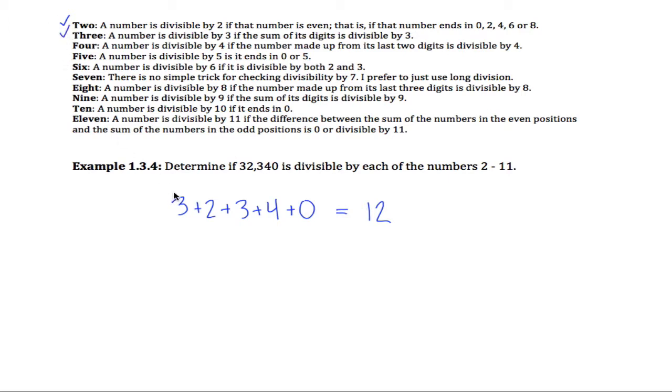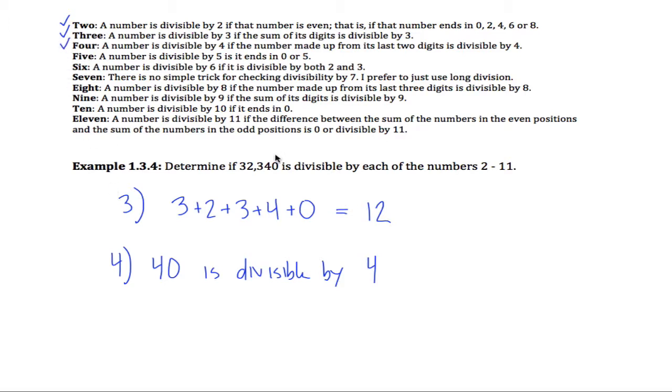4. Our test to see if it's divisible by 4 is by just taking the last two numbers. For 4, we want to look at just the last two numbers. So the last two digits in this number is 40. 40 is divisible by 4. So because 40 is divisible by 4, 32,340 must also be divisible by 4.